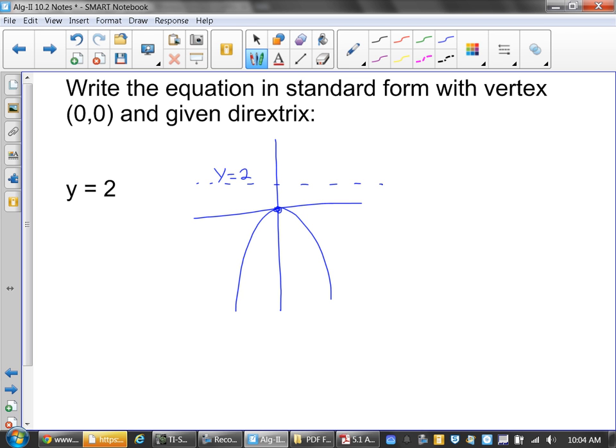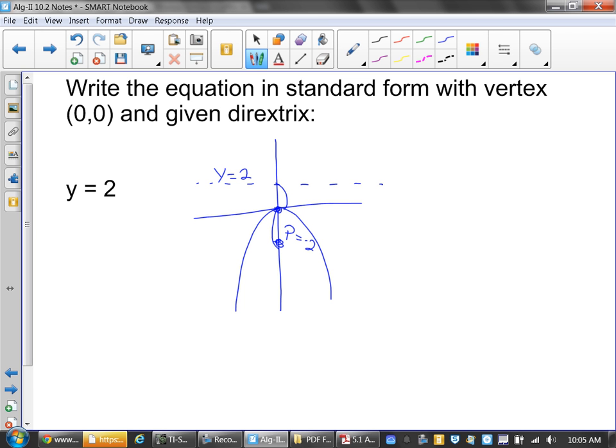Which means, what is the value for p? Very good. It's -2. All right, so it's at -2, because these distances are always going to be the same. So that tells you that your p-value is -2. I know that this is opening downward.